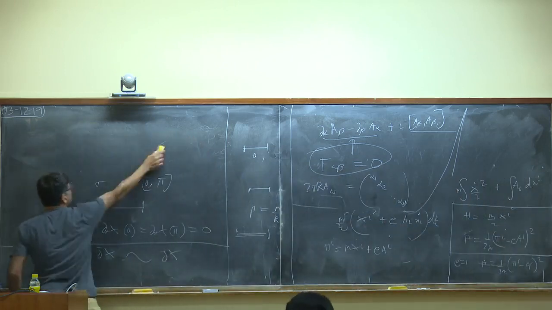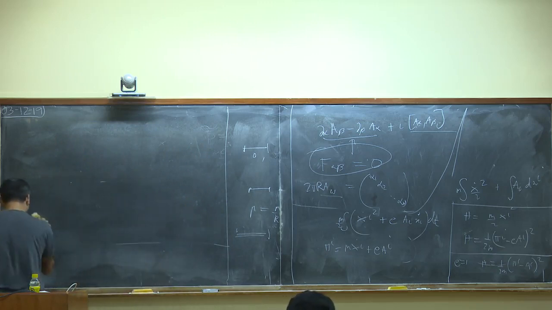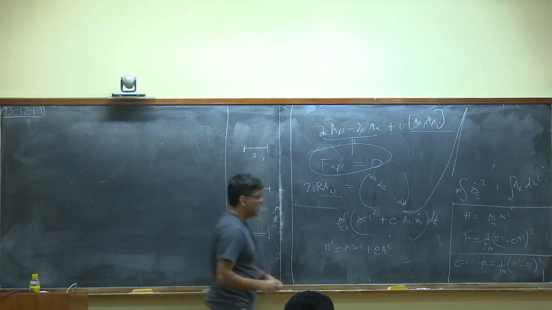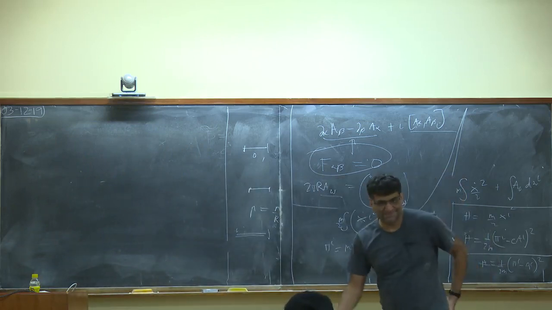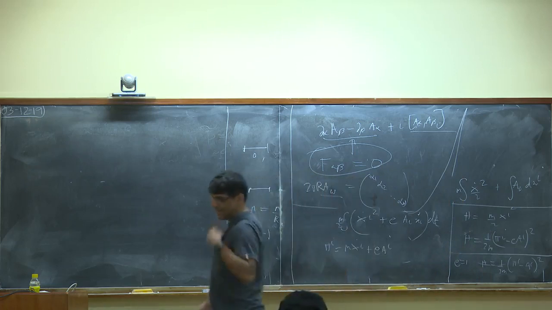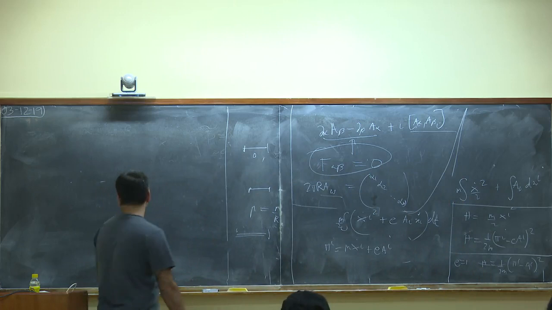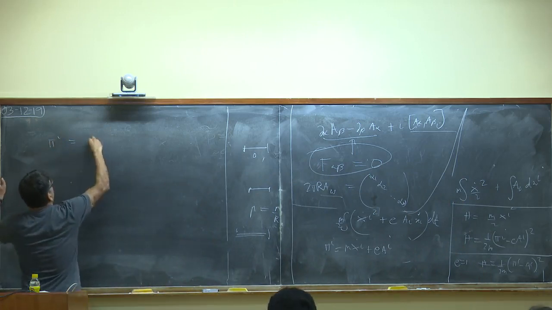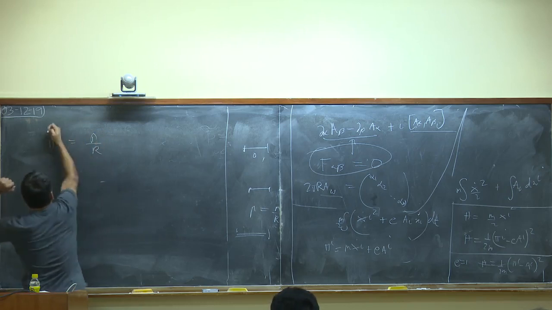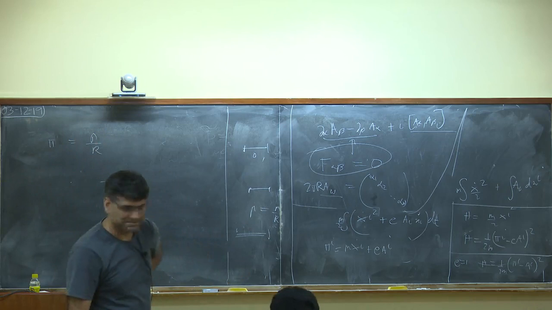Now, as usual, pi I is the object that goes over to del by del xi. Then because of periodicity, pi I is quantized. So pi I has to be equal to n by r in this case. So now in this case, there's just one circle. So pi has to be n by r.